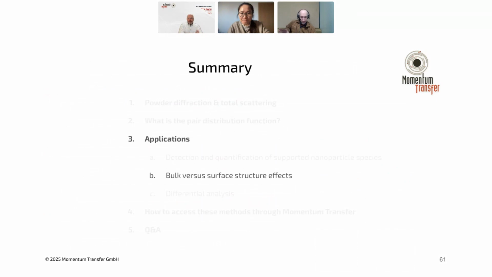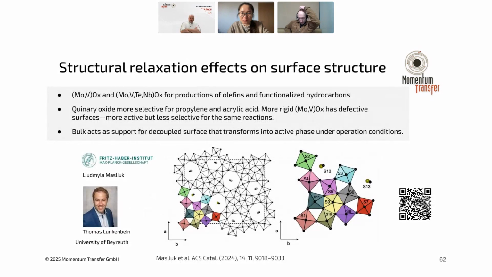Okay, so now I'm going to switch from nanoparticles back to bulk structures, because PDF can also be used for bulk crystal structures as well. This is another project that was with Thomas Lunkenbein, who was at the Fritz Haber Institute, now at Uni Bayreuth. And they do some really awesome electron microscopy work. And they were looking at these ternary molybdenum vanadate and quinary multi-metal oxide systems that are used for the production of olefins and other hydrocarbons.